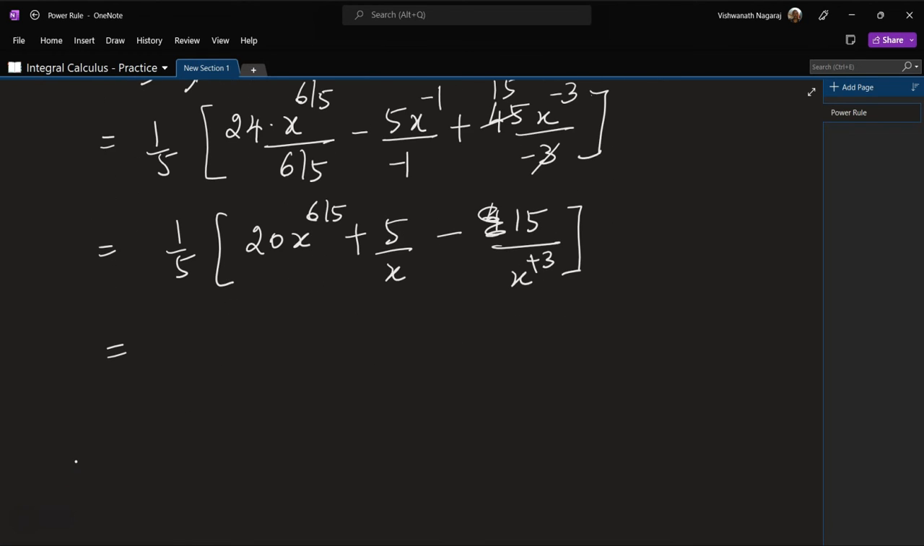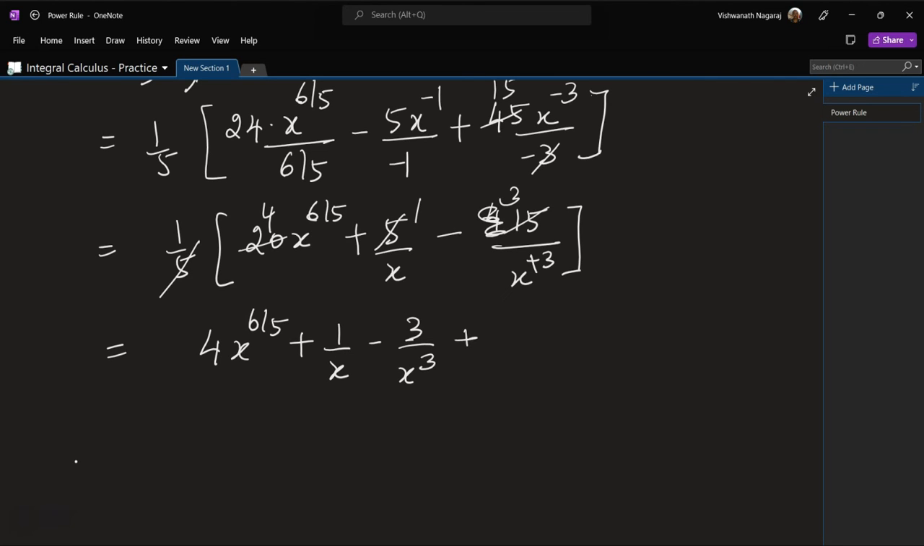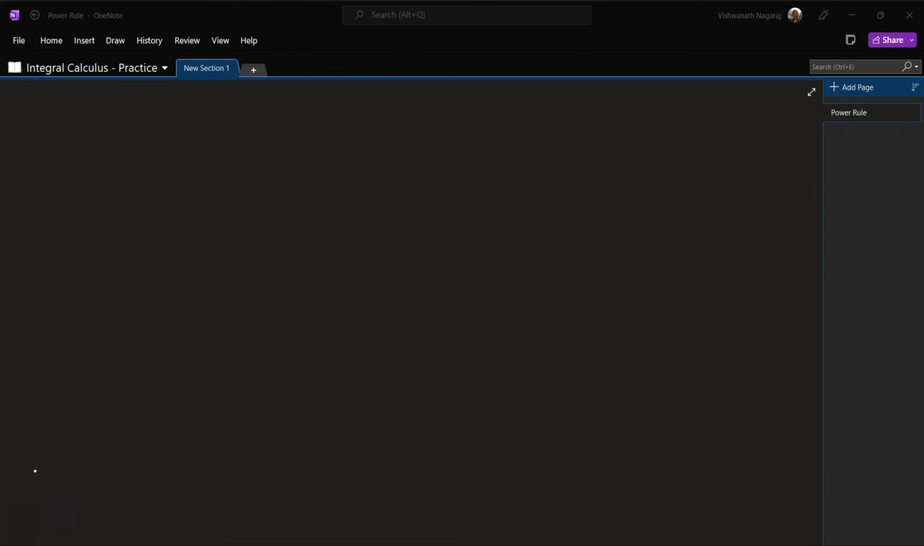Let's take this 5 in, or in other words we basically multiply 1 by 5 with each of the terms. So we get 5 fours, 5 ones, 5 threes. So which means we are left with 4x to the power of 6 by 5 plus 1 by x minus 3 by x cube plus c without fail. Okay, so now let's look at the 14th one.